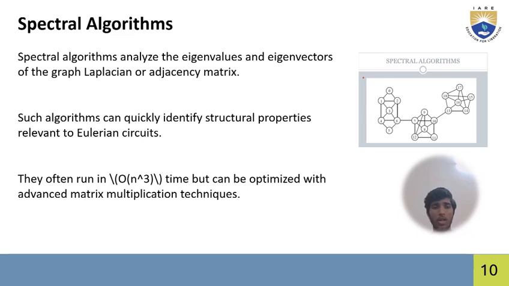Spectral algorithms are based on analyzing the graph Laplacian or adjacency matrix. The eigenvalues of these matrices reveal important properties such as connectivity and degree distribution. These methods typically run in cubic time, but using advanced matrix multiplication or approximation techniques, the runtime can be improved. Spectral methods are particularly effective in identifying structural features that indicate Eulerian properties.